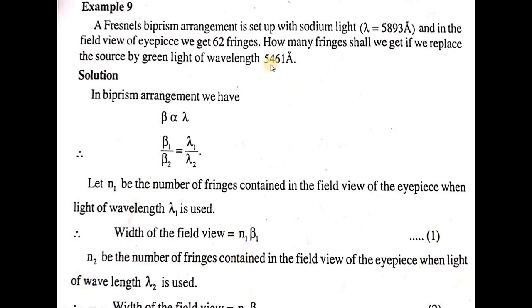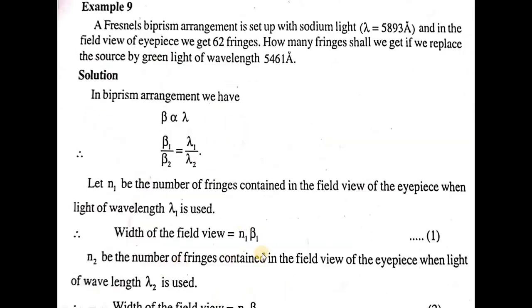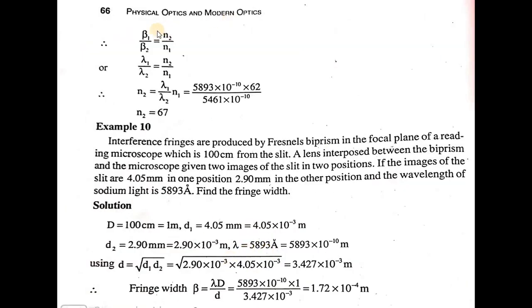And for the next source, having 546 or 5461 angstrom, there will be n2 number of fringes, and the width of the field of view will be n2 beta 2. The first one will be n1 beta 1, and the width of the field of view won't change. So from that I can write n1 beta 1 is equal to n2 beta 2. From that I can write beta 1 by beta 2 is equal to n2 by n1. And instead of beta 1 by beta 2, I can write lambda 1 by lambda 2 is equal to n2 by n1, since n1 beta 1 is equal to n2 beta 2.